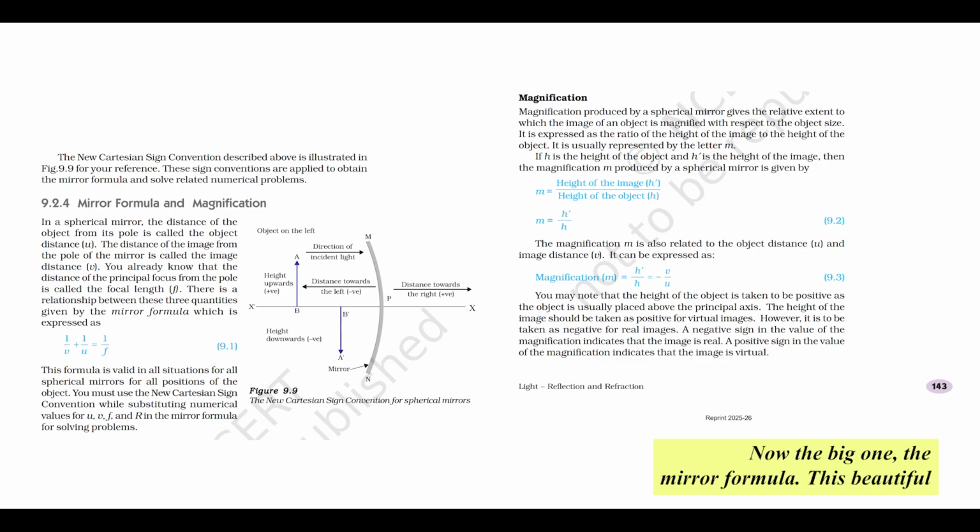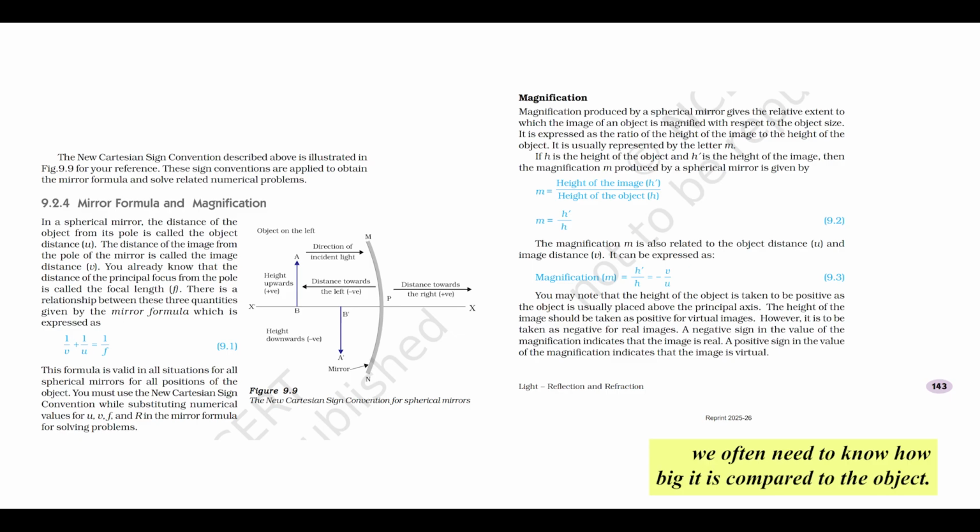Now the big one, the mirror formula. This beautiful equation connects these 3 quantities: 1/v plus 1/u equals 1/f. Okay, that's the one, equation 9.1. It works for all spherical mirrors, concave or convex, for any object position. The absolute key, I repeat, is to substitute the values of u, v, f, and r, since f is r/2, with their correct signs according to the new Cartesian sign convention. Every single time. No exceptions.